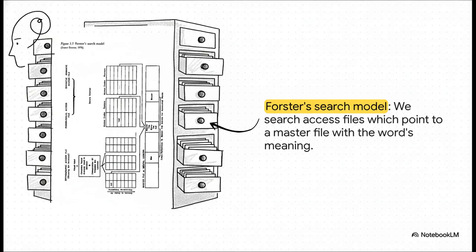Okay, now let's flip to the other side of the coin. This is Forster's search model. The process here is totally different. It's much more like an old-school library card catalog. Your brain first zips through these access files. They're organized by how a word is spelled or how it sounds. And once it finds the right card, so to speak, that card points to the master file, which has all the juicy details. You know, the word's meaning.